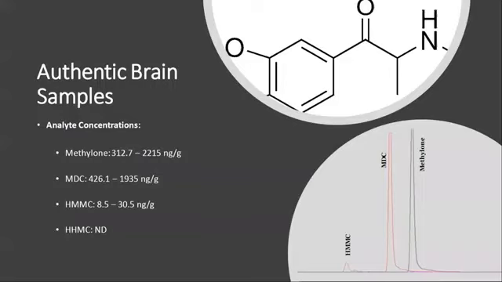A total of 10 authentic brain samples were tested for methylone and metabolites. The concentration range for the analytes in authentic brain samples was from 5 to 2,250 nanograms per gram. Analytes that registered the highest reliable concentrations were methylone, MDC, and HMMC, while HMC was not detected during the analysis. So multiple reaction monitoring chromatograms were obtained to observe the distribution of ions by mass, intensity of the analyte versus retention time, and concentration.